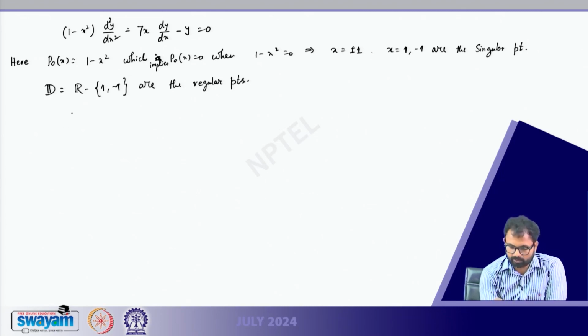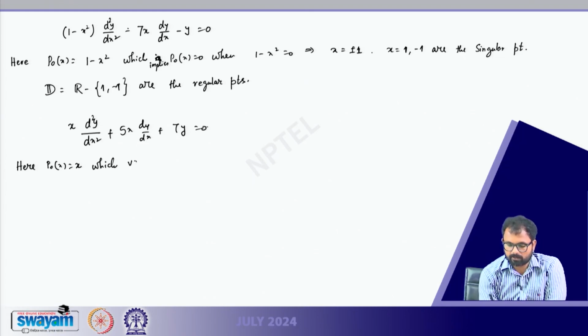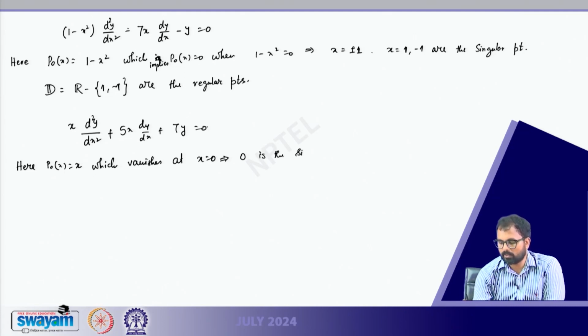so here we have 2 singular points. If we have an equation of this type, x d square y by dx square plus 5x dy by dx plus 7y equals 0, then here P0(x) is x, and that vanishes at x equals 0. So, P0(x) equals x, which vanishes at x equals 0. This implies that 0 is the singular point and that is the unique singular point. So, that is the only singular point.